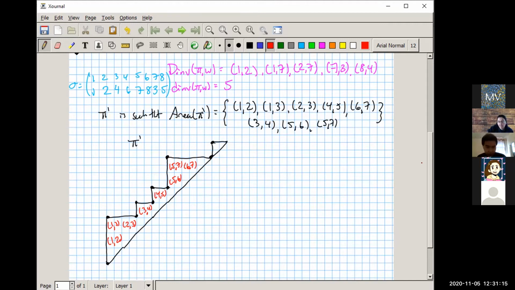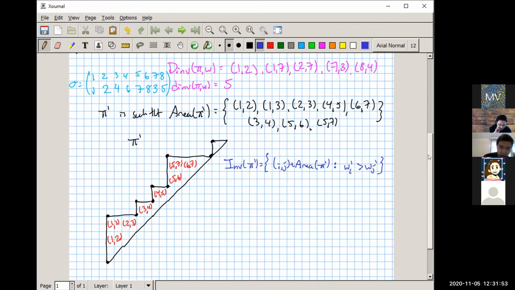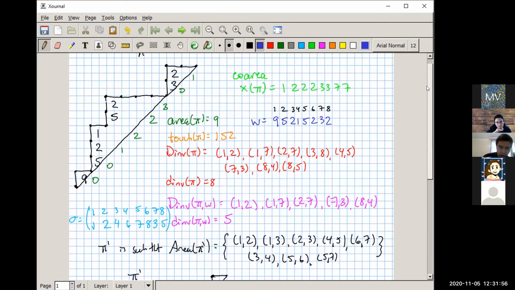Okay, would someone help me out with this, please? Can I give you the definition? Maybe you could remind me what the definition is. It's the cells in area pi prime where Wi prime is greater than Wj prime. So maybe we should write W prime first. Exactly.